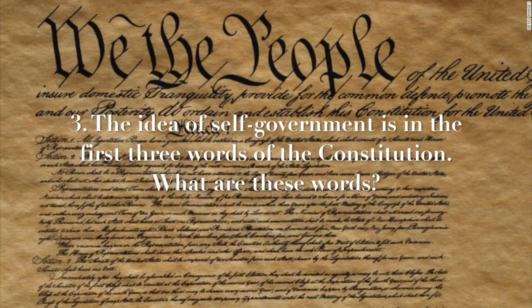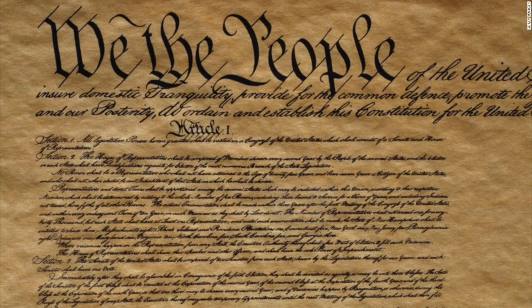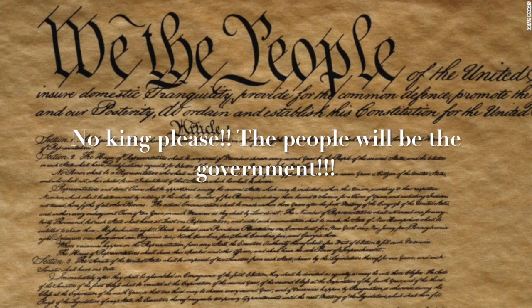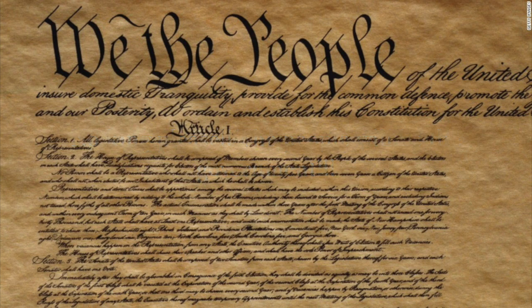Question 3. The idea of self-government is in the first 3 words of the Constitution. What are these words? Your answer is we the people. These 3 words allow you to understand our founding fathers. They had lived under a monarch and they wanted to create a government that was by the people and for the people. So they wrote, we the people.